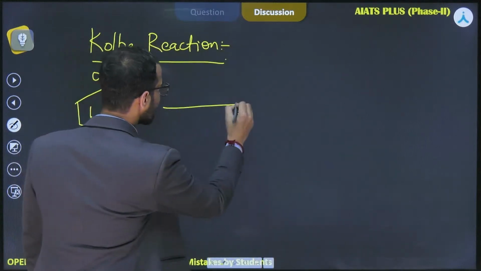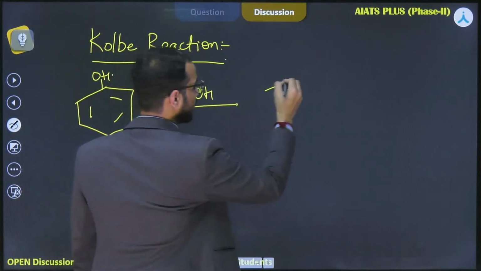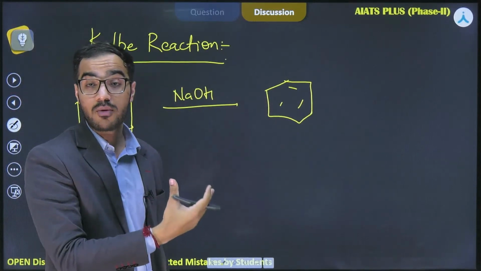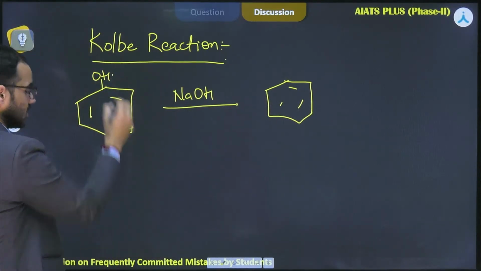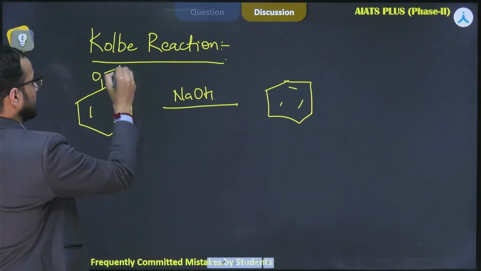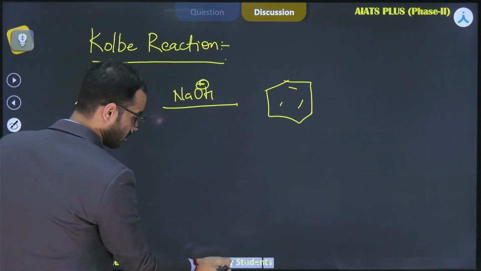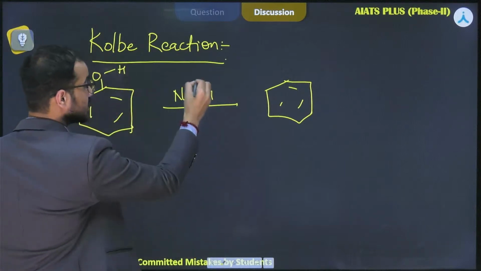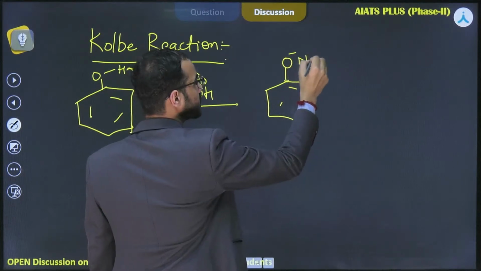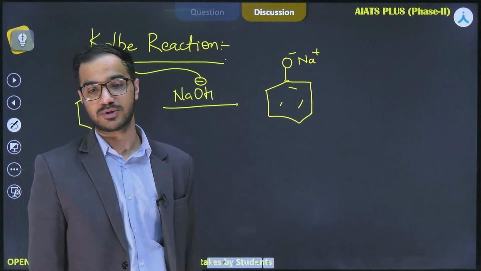Okay, you are reacting with base. If this is a base, it will abstract a proton from the substrate, and this OH will be very much acidic. So this negative charge will abstract a proton and will form O minus Na plus. We can say that this is sodium phenoxide, absolutely correct.